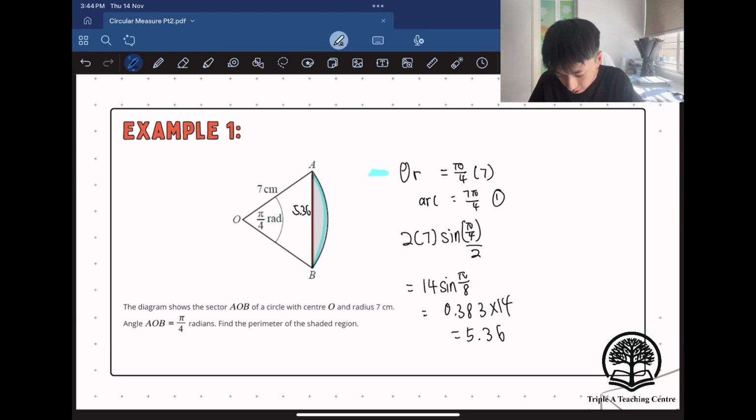And for the arc, let's convert 7 pi over 4 to numbers. That would give us 5.5. So we add 5.5 plus 5.36. That would give us an answer of 10.86. Okay, IGCSE requires answers in 3 significant figures, so we can just write 10.9. Alright.